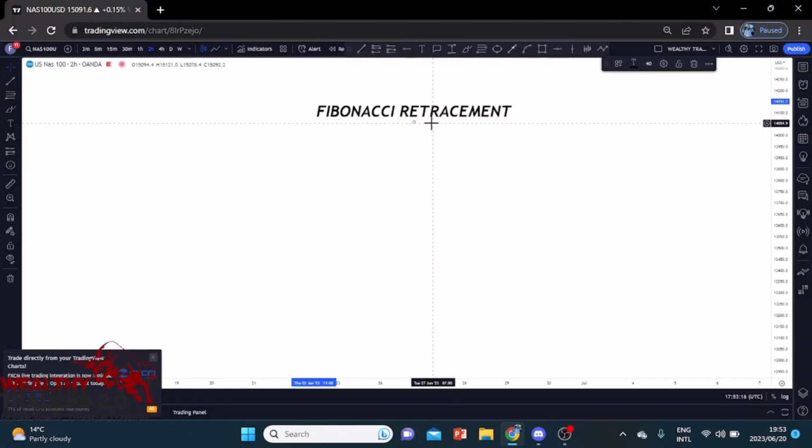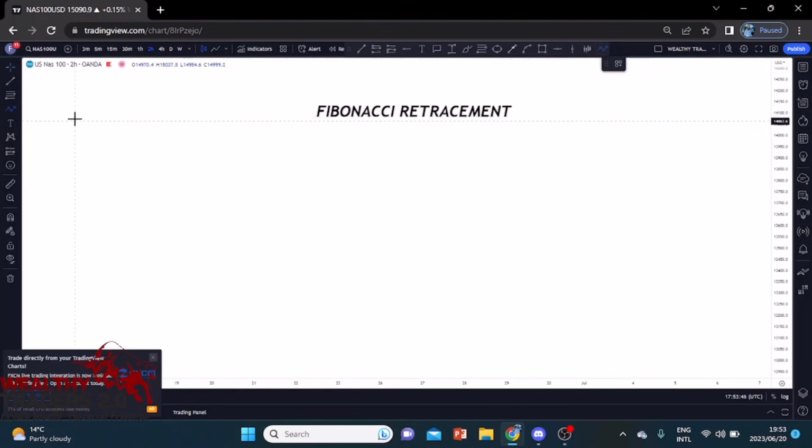Now we're going to start with the basics of Fibonacci. You also need to know how to properly plot your actual Fibonacci. So this is the basics. What do you need to understand before you plot your Fibonacci correctly? Remember, you can plot your Fibonacci in an uptrend, and you can plot your Fibonacci in a downtrend.